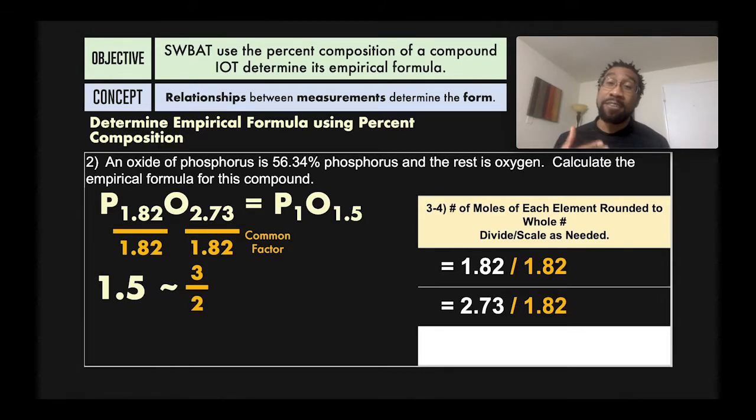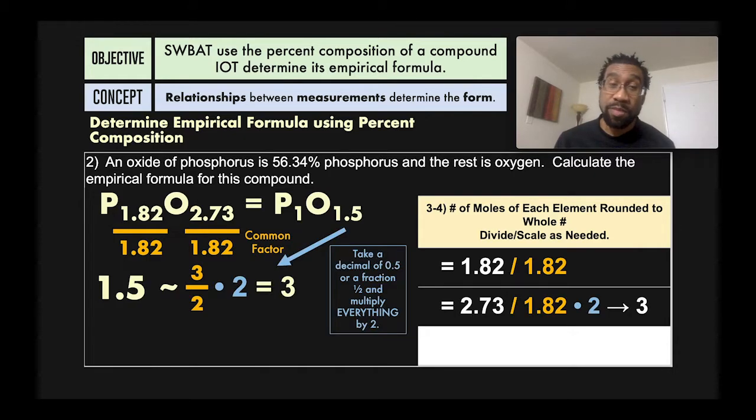So the thing is, how do I get rid of this fraction? How do I take this decimal or this fraction and turn it into a whole number simply by using multiplication or division? I can multiply this number by 2. If you take a decimal of 0.5 or a fraction of 1/2, you can multiply everything by 2. By multiplying it by 2, we get rid of the 2 in the denominator, and we're left with 3. So 3/2 times 2 gives me 3.